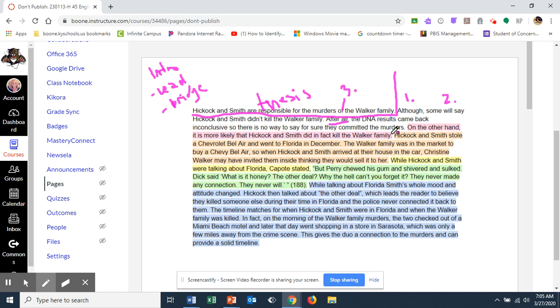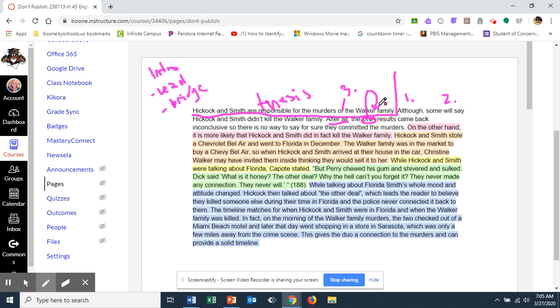Two things are happening here that I want to look at. First, the DNA. What DNA? What DNA are we talking about? Well, it's probably the DNA of the Walker family, but remember that that's in the thesis, which is a different paragraph. So if it doesn't have anything to relate back to within the paragraph we're in, make sure that you're very clear about everything you're talking about.